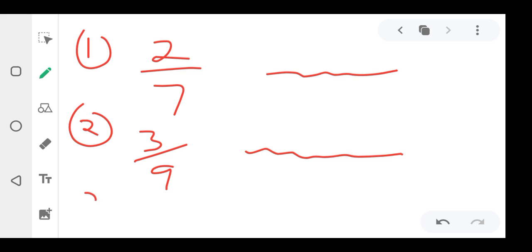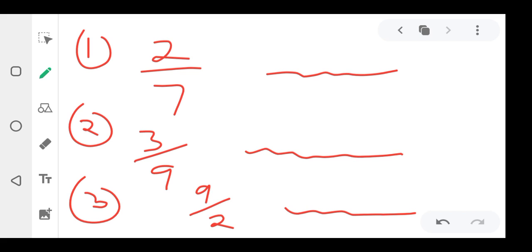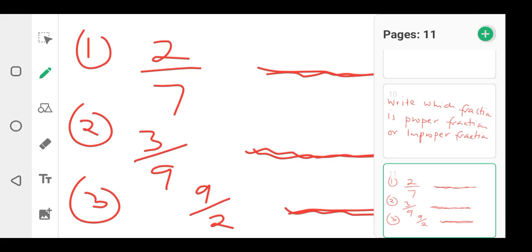Question 3, 9 over 2. Is it a proper fraction or an improper fraction? If it's a proper fraction, write proper fraction. If it's an improper fraction, write improper fraction. So write the name beside, whatever you discover about the fractions. That's question 3.